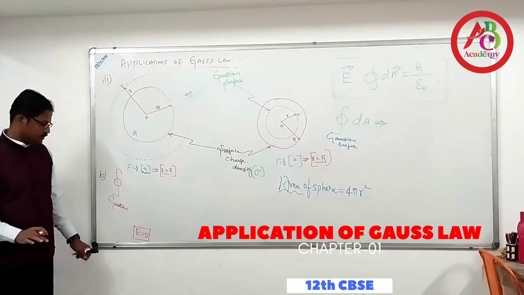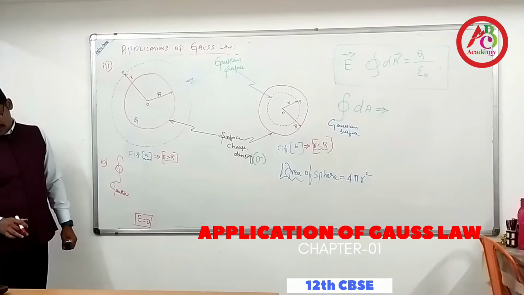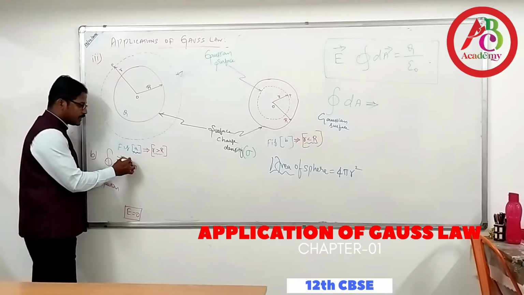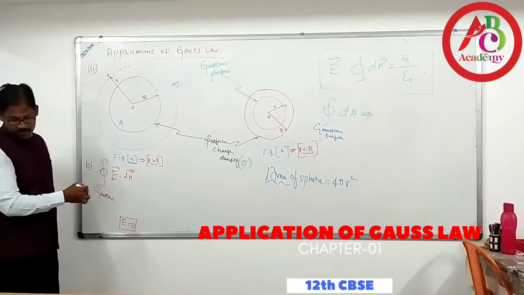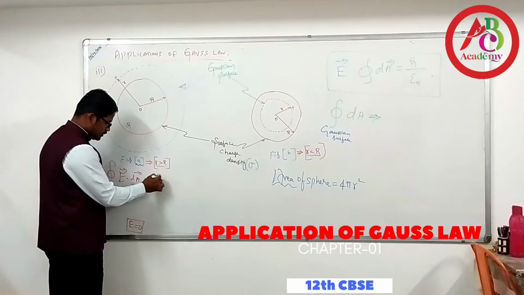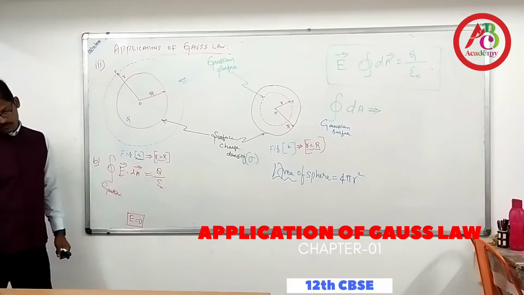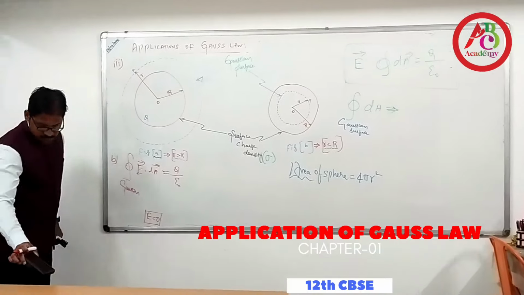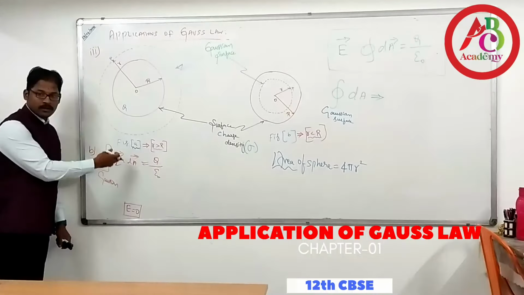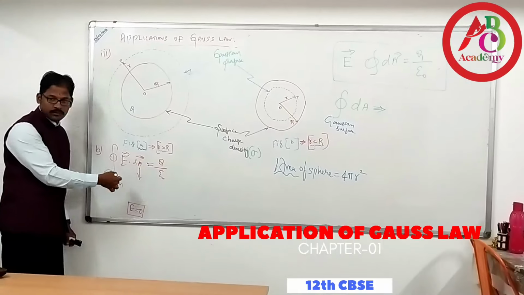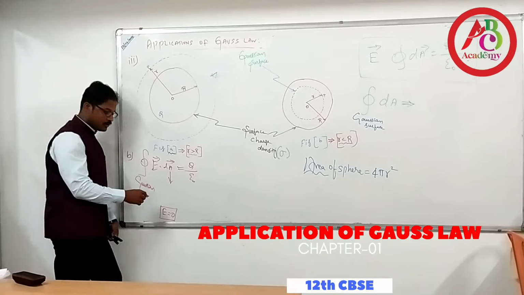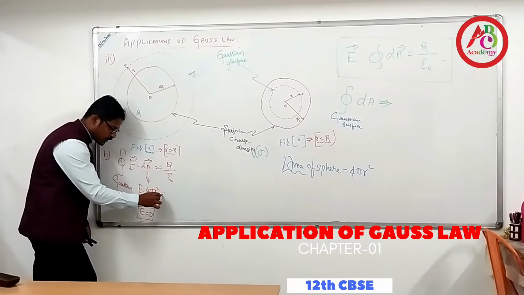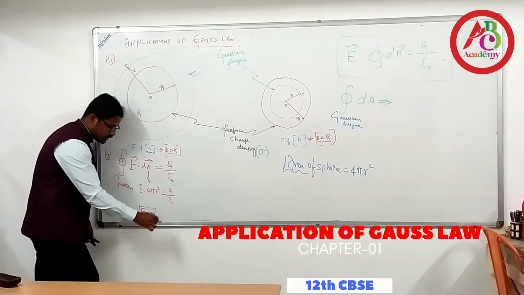Okay. The cyclic integral over the Gaussian surface of E vector into dA vector is nothing but Q by epsilon naught. What is dA? It is 4 pi r square. So E into 4 pi r square is equal to Q by epsilon naught.